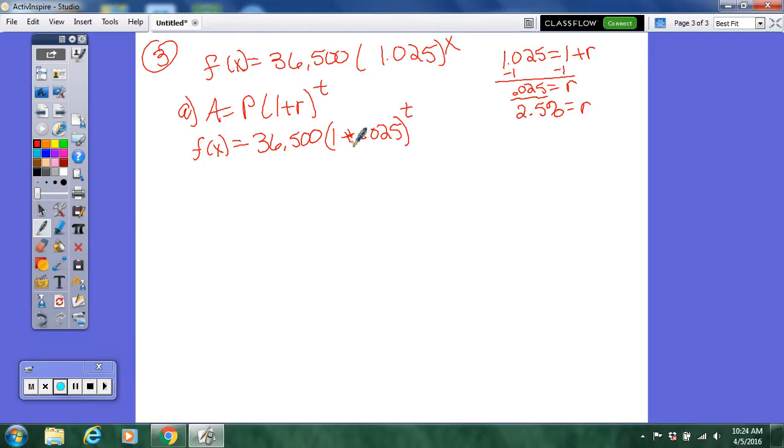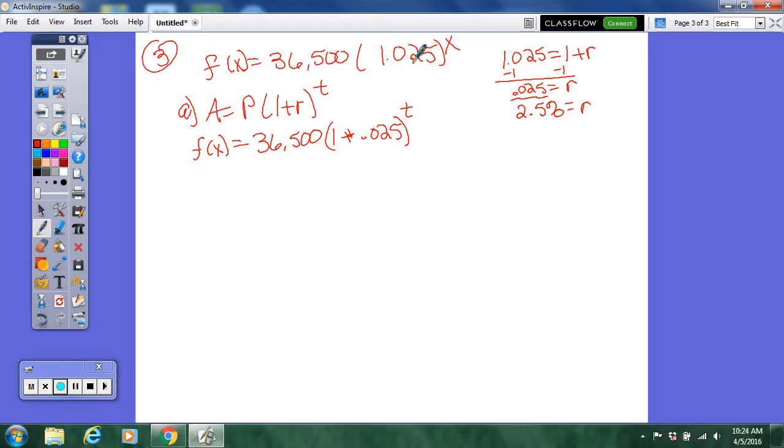What they really are trying to ask here is, do you know that that's a growth formula? And you should, because it's more than 1. Anything more than 1 is a growth. Anything less than 1 is a decay. And can you take that rate out? That's what they're trying to get you to do.